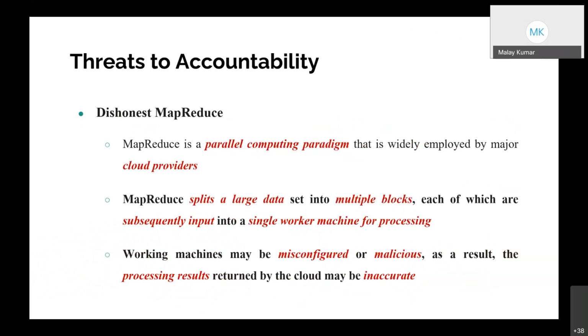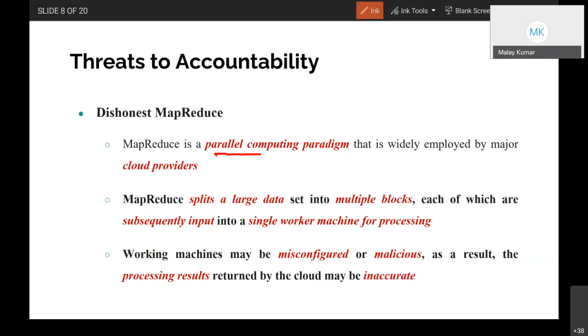So the next threat that arises is dishonest MapReduce. Maybe it is a dishonest MapReduce, but you can say it's a dishonest virtual machine. As you know, MapReduce is a parallel computing paradigm that is widely employed or used by the major cloud service providers, whether it's Amazon, Google, Facebook, or Azure.